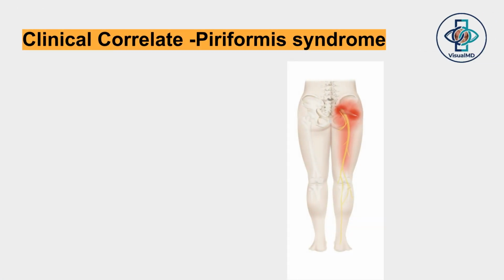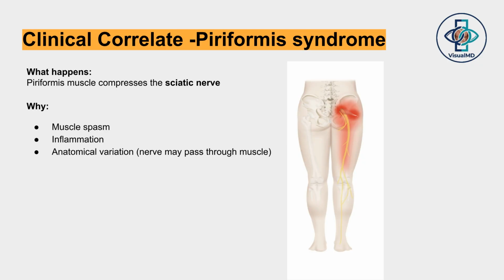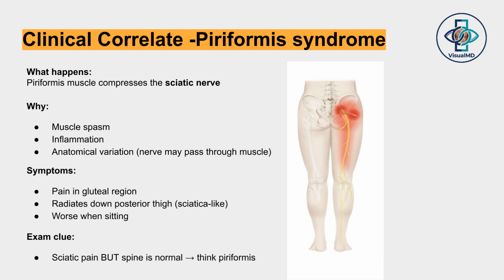Piriformis syndrome is a clinical correlate where the piriformis muscle compresses the sciatic nerve. This can be caused by muscle spasm, inflammation, or anatomical variation. Symptoms include gluteal pain that radiates down the posterior thigh, which worsens when sitting. An exam clue is sciatic pain despite a normal spine.